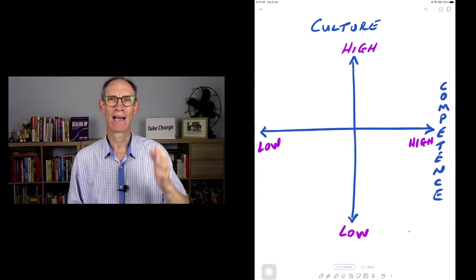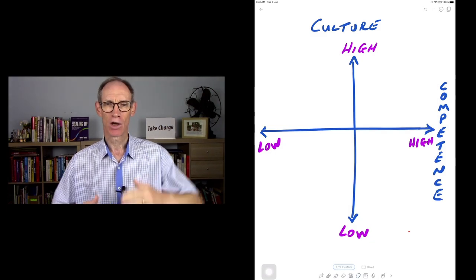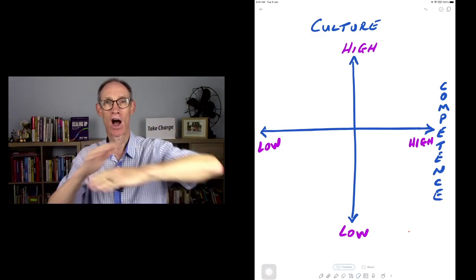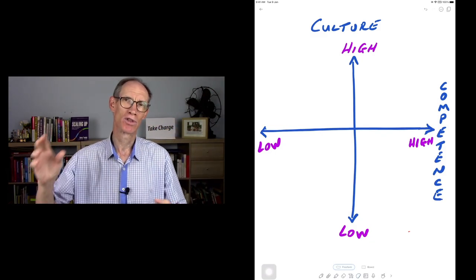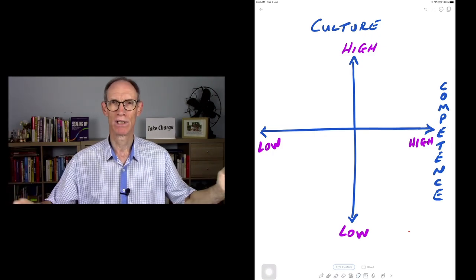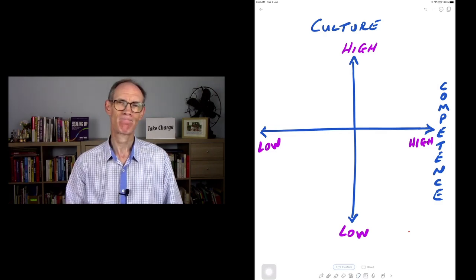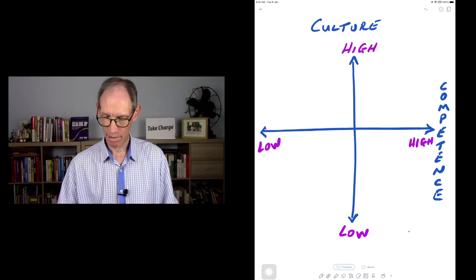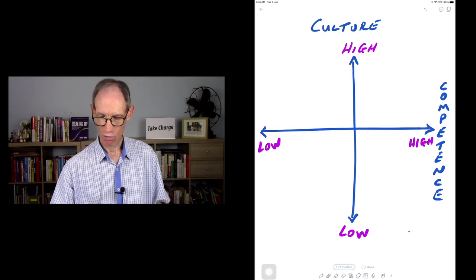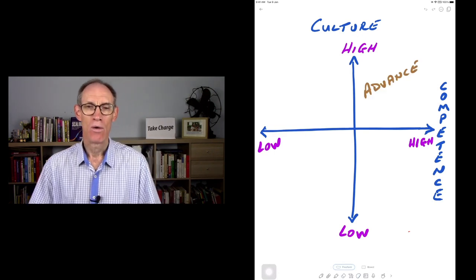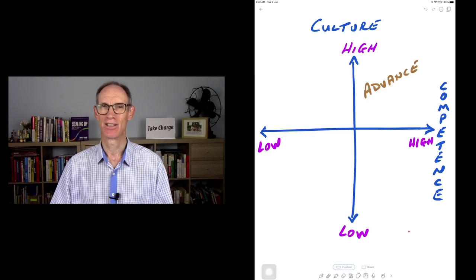So let's look at competency. Competence is on the horizontal axis, high competency towards the right hand side of the diagram, low towards the left, and culture, high at the top, low at the bottom. Now, obviously, where we want to be is at the top right hand side. I've called that the advance quadrant.